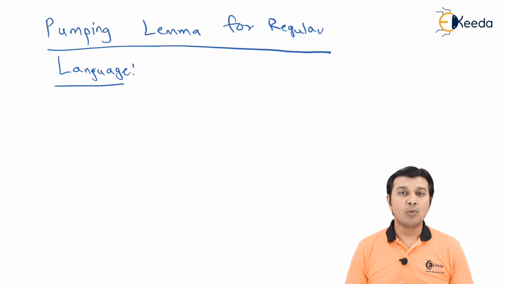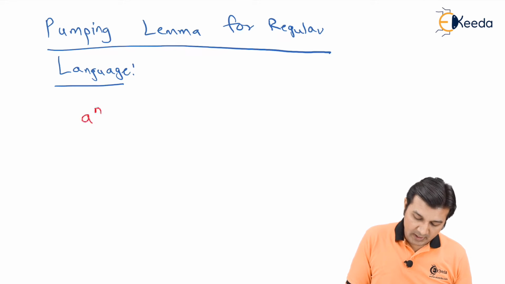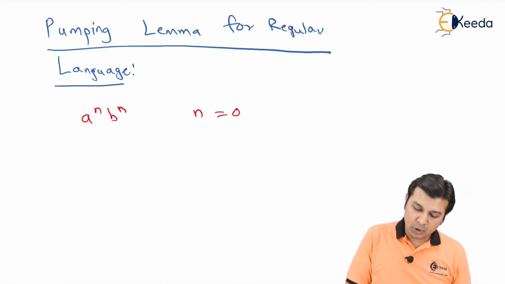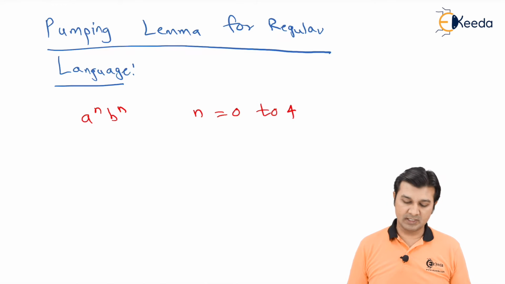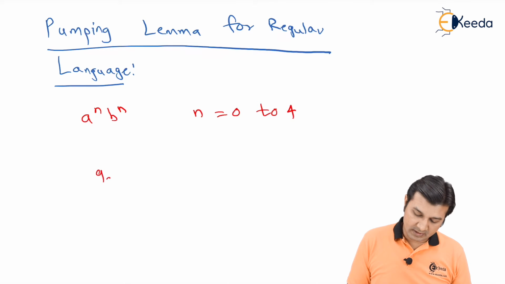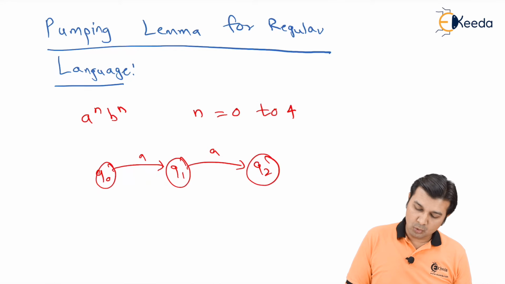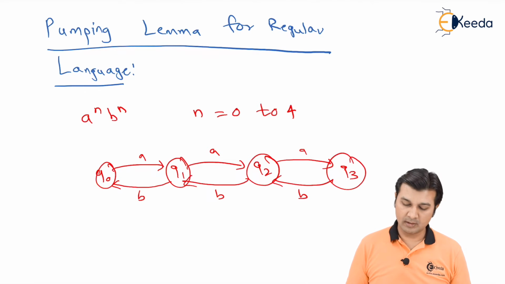Now let us understand what this means. Let us say you have a problem for a raised to n, b raised to n, where I have given n's value between 0 to 4. If I say please design a finite automata for the same, you may have a state like q0, on getting a goes to q1, on getting one more a goes to q2, on getting one more a goes to q3, and on getting a b it comes over here, on getting a b over here, on getting a b over here.